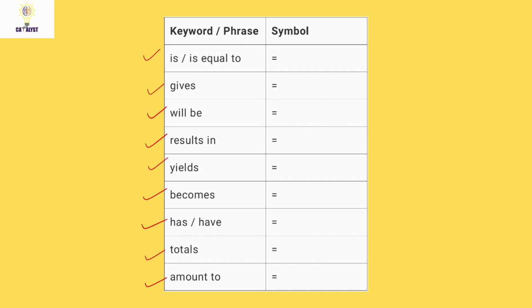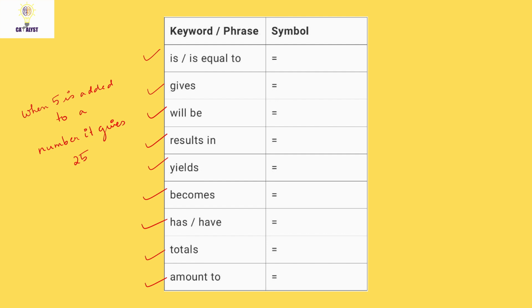For example, let me take a very simple sentence and we will convert it into an algebraic expression. It is given that when 5 is added to a number, it gives 25. Fine. This is the question. When 5 is added to a number, it gives 25. Now you are supposed to convert this into a linear equation, into an algebraic expression.